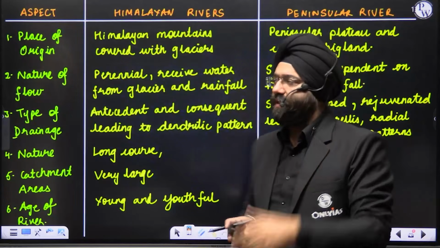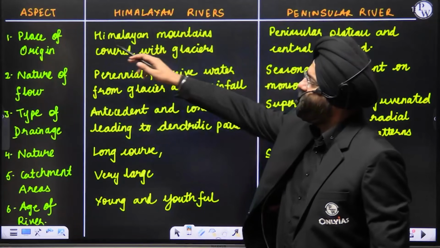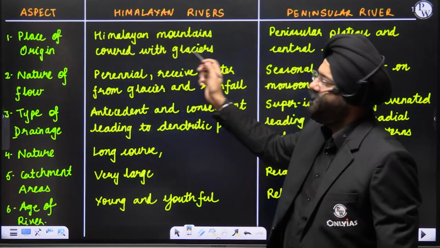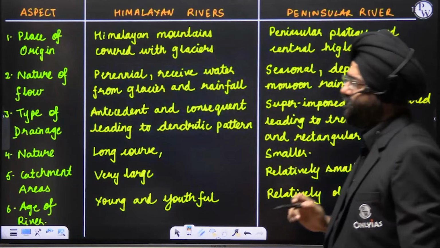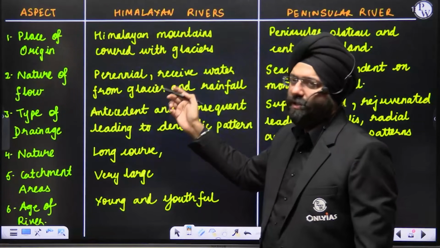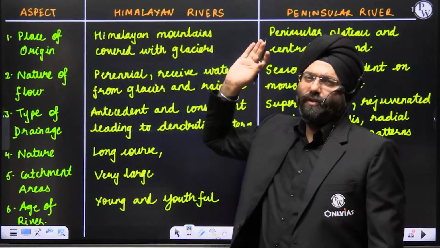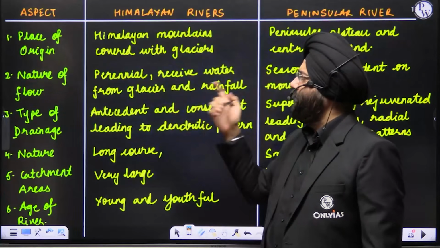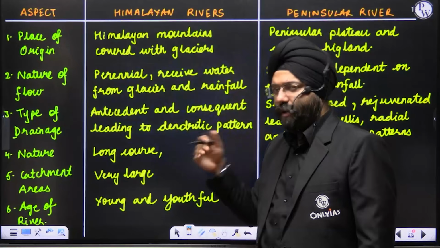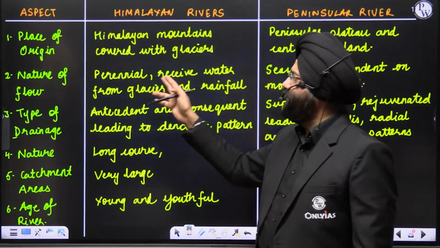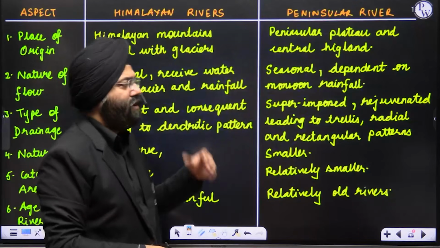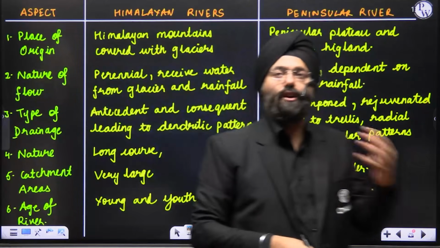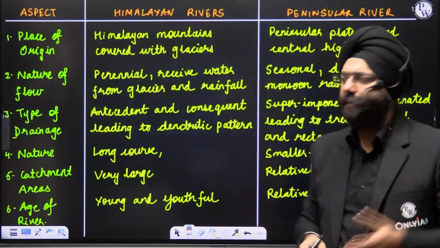Now, what is the difference? Himalayan rivers: place of origin, the Himalayan mountains, which are covered with glaciers. Peninsular rivers: the Peninsular Plateau and the Central Highland region. Nature of flow: Himalayan rivers are perennial, because perennial means throughout the year. That means they receive water from rainfall and also from the melting of glaciers. So that is the nature of flow, perennial. The peninsular rivers are seasonal because they depend upon the monsoons which bring water with them. Otherwise they'll be dry.